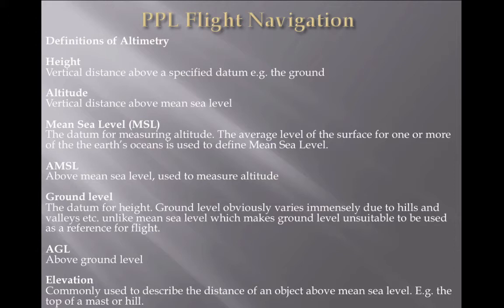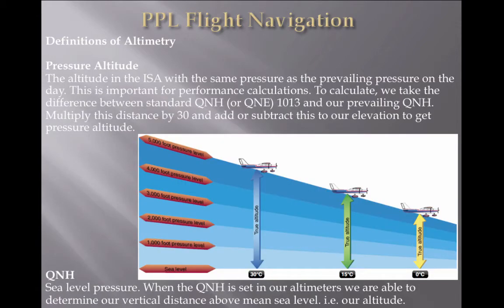AGL, above ground level. Elevation, commonly used to describe the distance of an object above mean sea level. Tops of masts, hills, buildings.